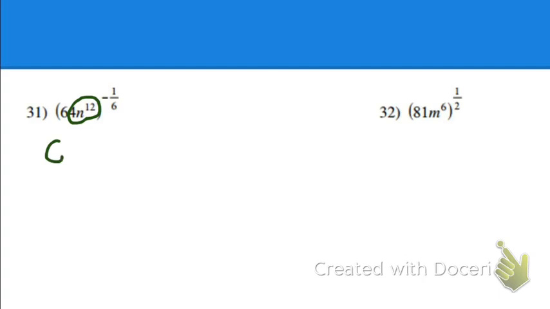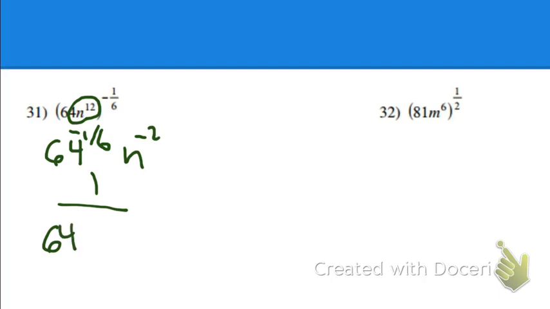So we're going to apply the negative 1/6 to both the 64 and the n to the 12th. So 12 times negative 1/6 will give you negative 2. So then we can rewrite that as 1 over 64 to the 1/6 times n squared.